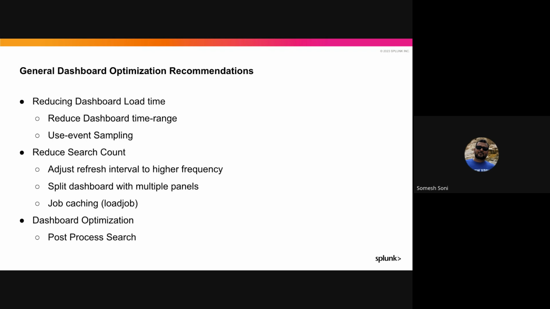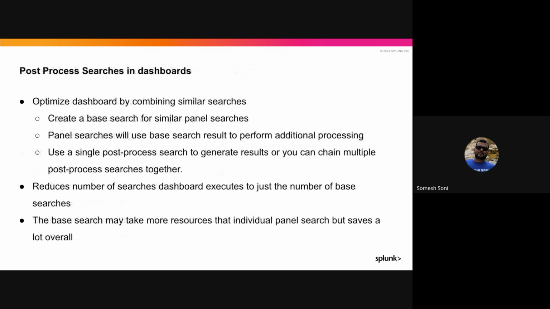Another important dashboard optimization technique that we use is the post-process search. Instead of running, say, 10 different searches, if your searches are similar, specifically if they are derived from the same data source or same sourcetype and index, you might have an option to combine them into one common base search, and then all the panel searches will work on the result of the base search. That way, the number of searches will be reduced, and since all the panels are working on the same base search result, they take less time to finish.